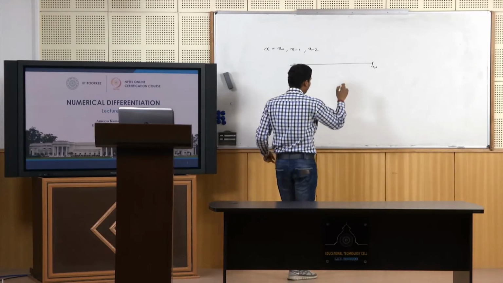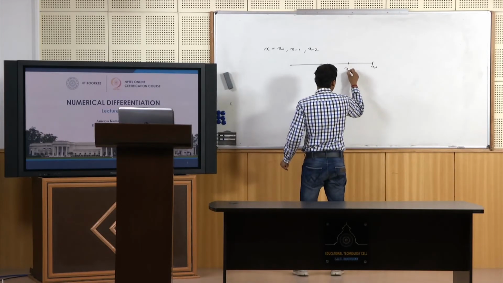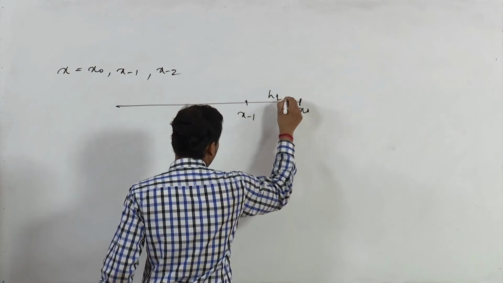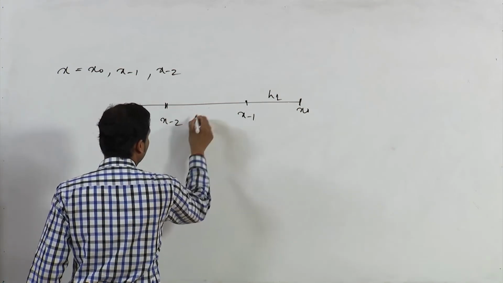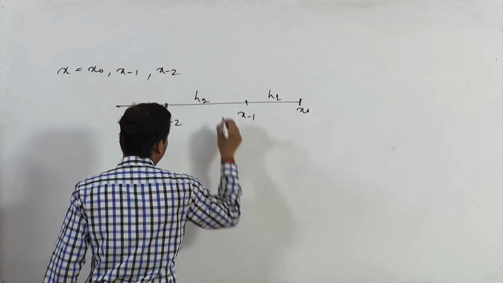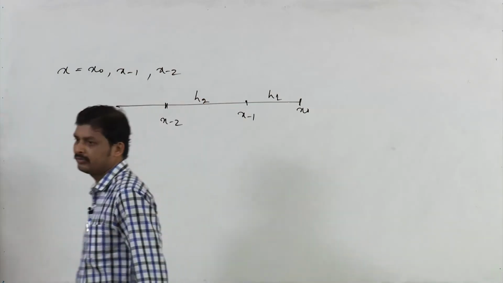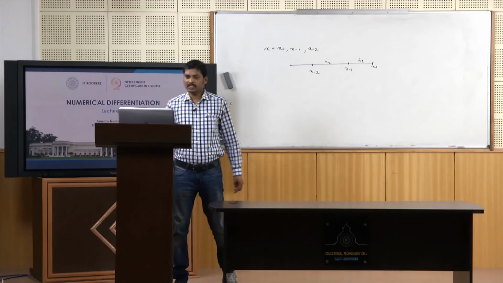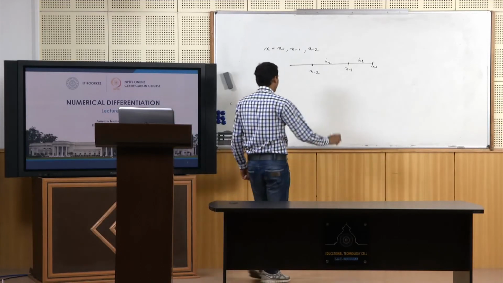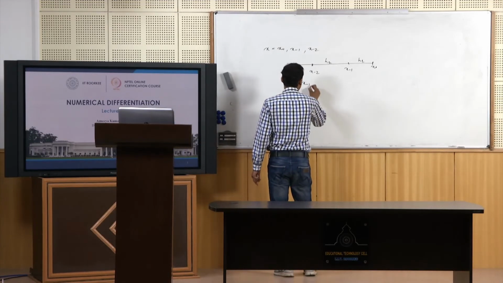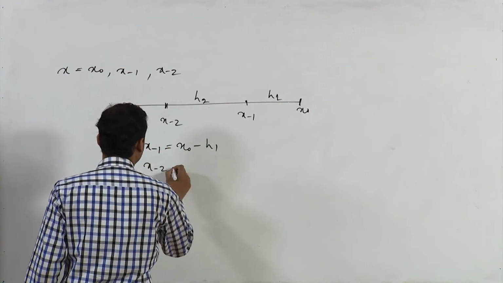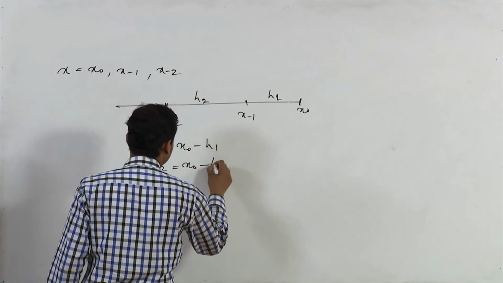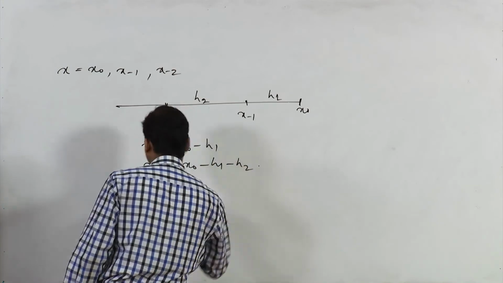The immediate previous point is x of minus 1, placed at distance h1, and if we consider x of minus 2, which is placed at a distance of h2 from x of minus 1, then we can write x of minus 1 as x0 minus h1, and x of minus 2 as x0 minus h1 minus h2.